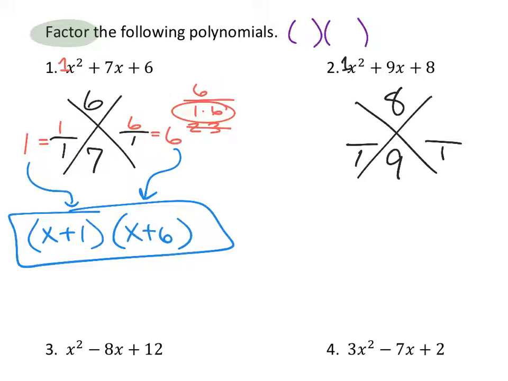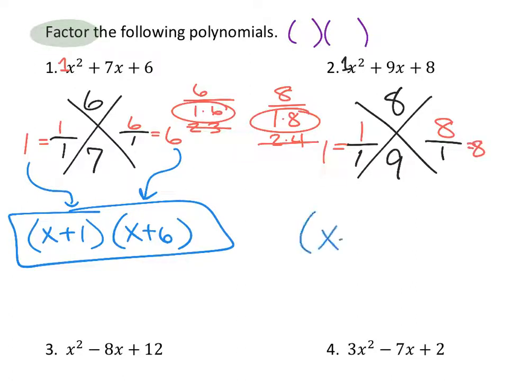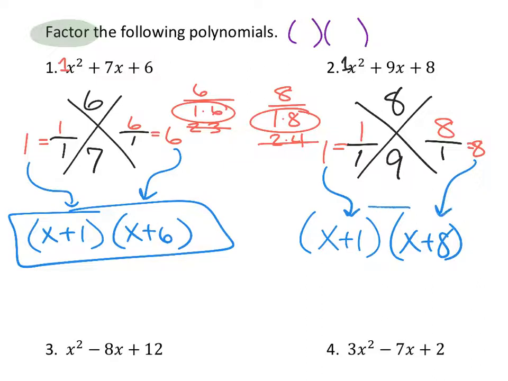Now the numbers that will multiply to 8 and add to 9, let's see, 8 is 1 times 8 and 2 times 4. The only way to make 9 out of that is 1 and 8. I reduce each side, and then I write it in factored form: x plus 1, x plus 8. Again, I got those numbers exactly out of the x puzzle once I reduced the fractions on each side.